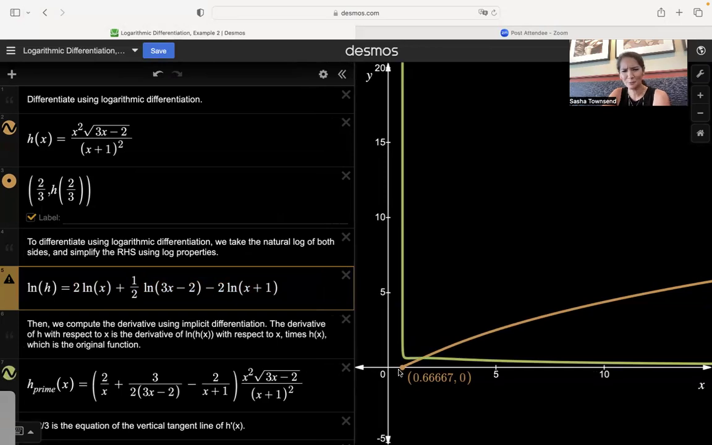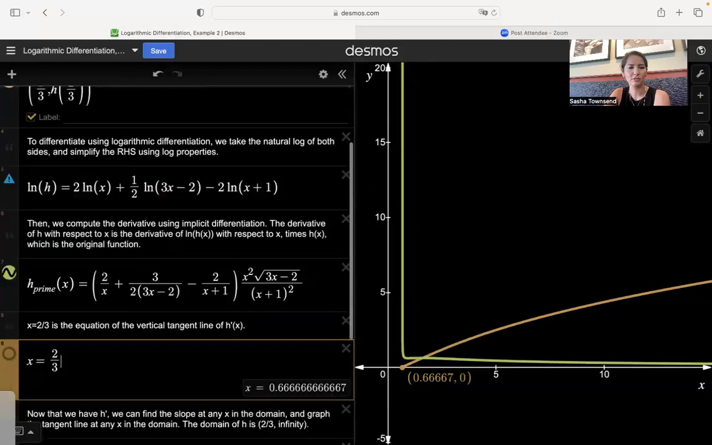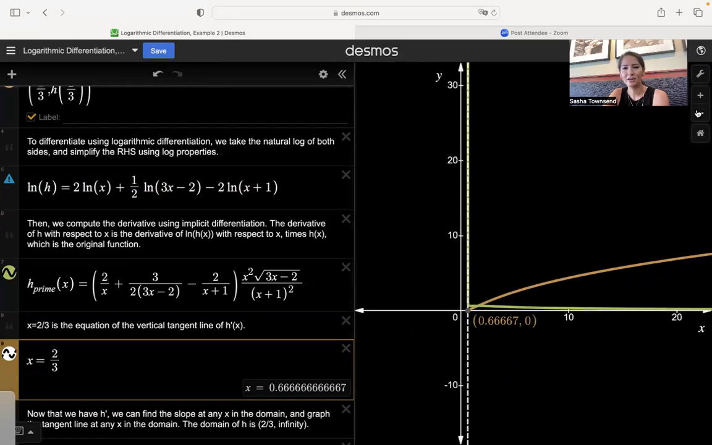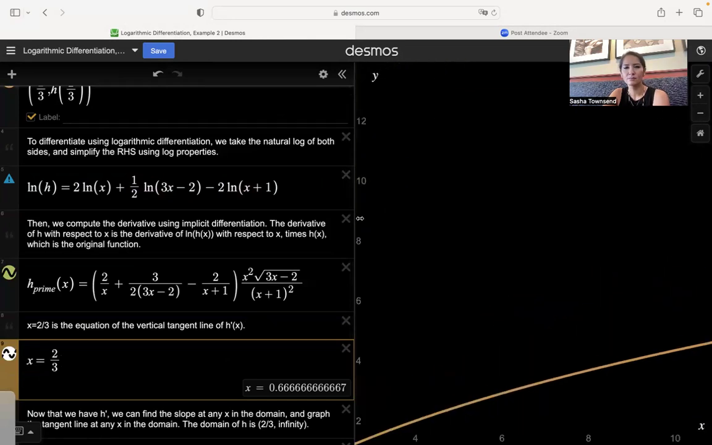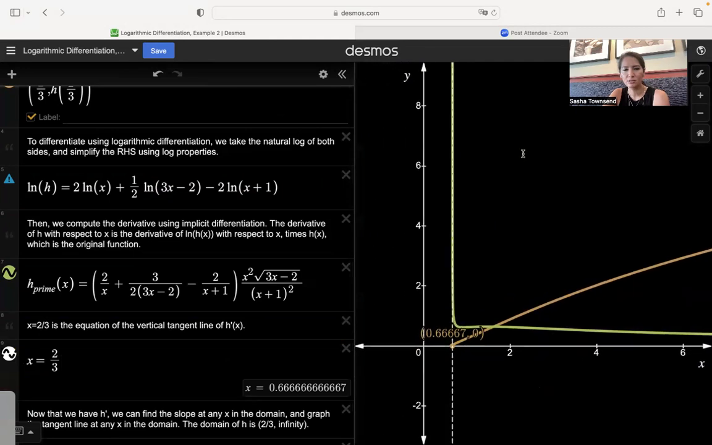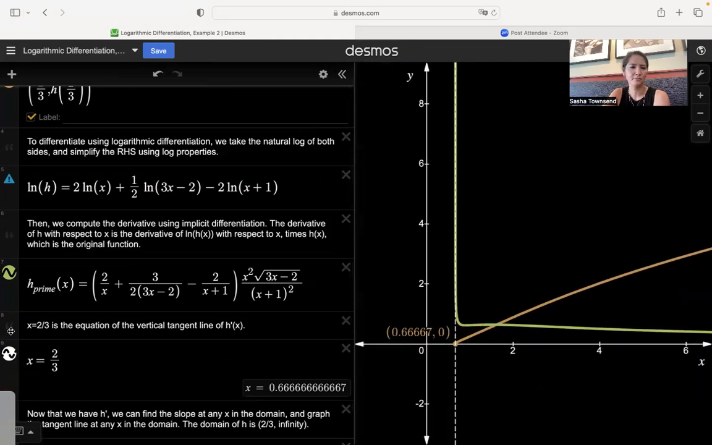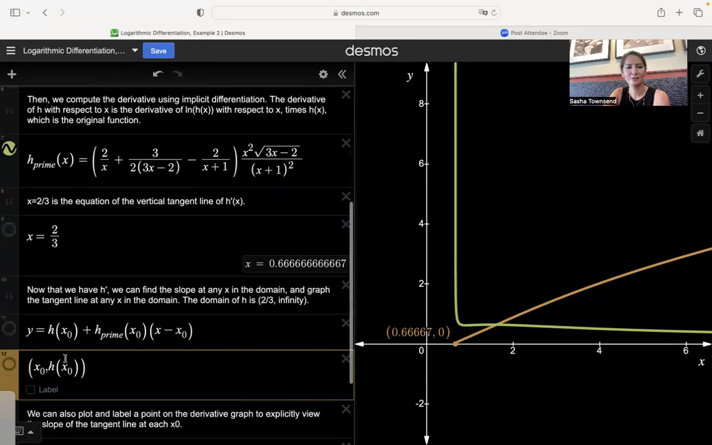And we see it kind of has this weird corner here. It looks like the function has a vertical asymptote at x equals 2/3. So we can see that graph is getting very, very close to the line x equals 2/3. It's almost indistinguishable. And then we said this is the equation of the tangent line.